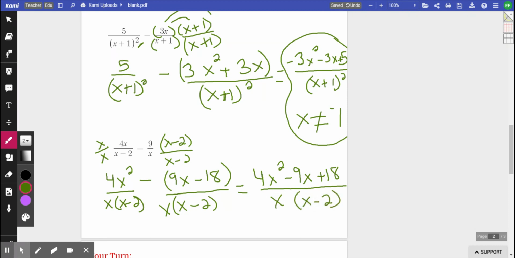Let's look at restrictions. What can x not equal? Well, because of this one right here, we know that x could not equal 0. 0 times anything is 0. And then if we look to this one here, then x can't be 2. Both of those values would make our denominator equal 0, which is a big no-no. So we have our final answer.